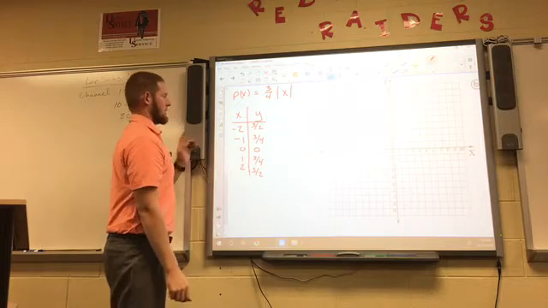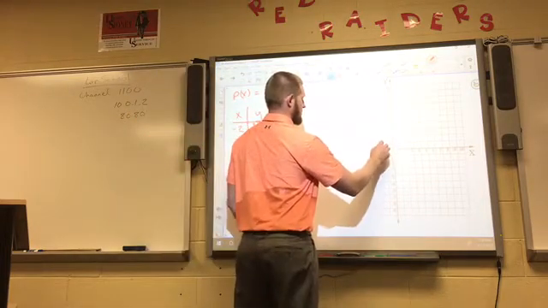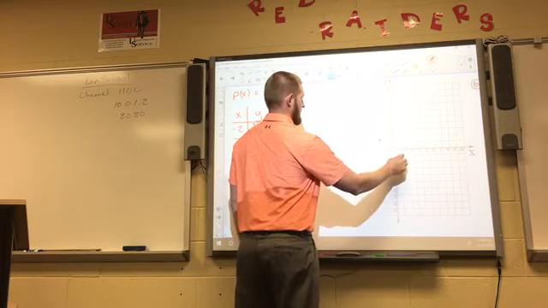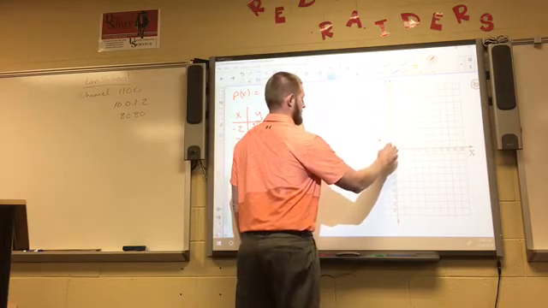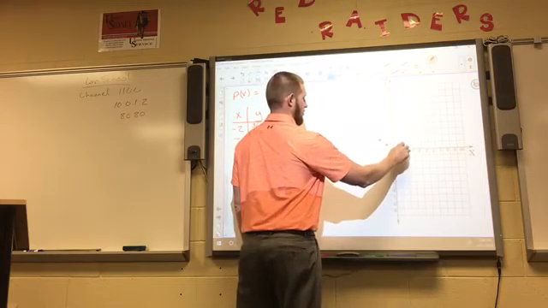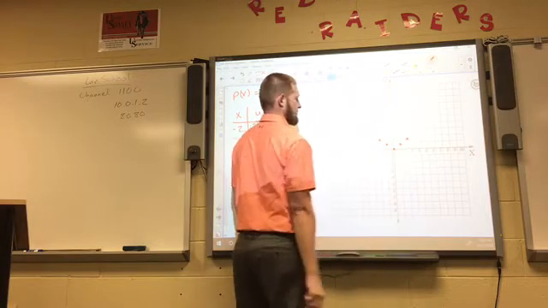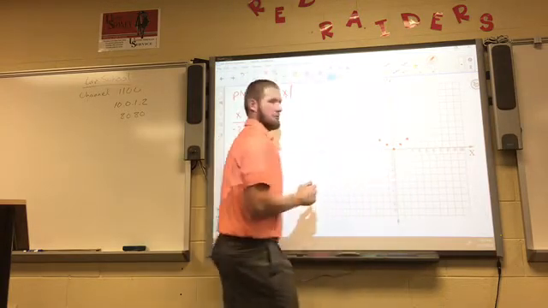Okay, so my graph of my new function is -2, 3/2, -1, 3/4, 0, 0, 1, 3/4, and 2, 3/2. Okay, and what shape is this going to be?